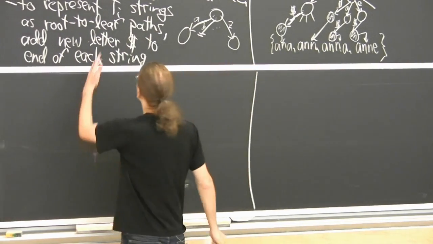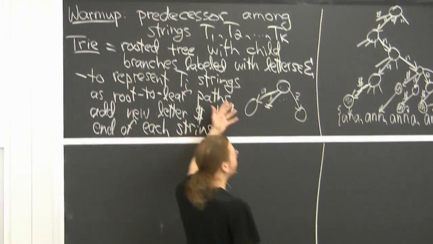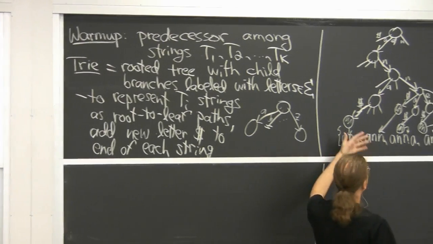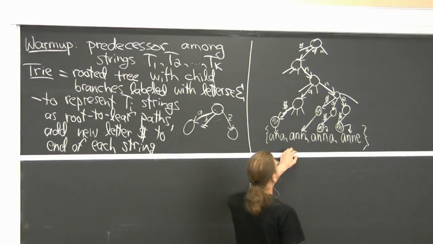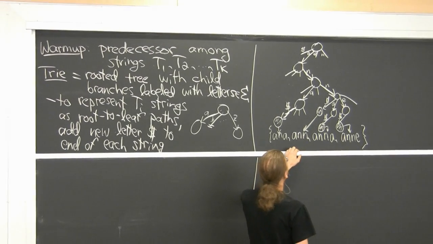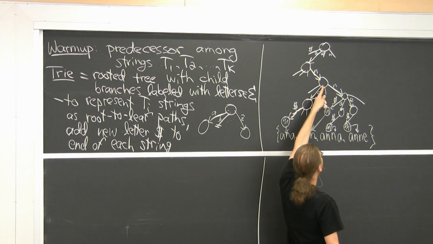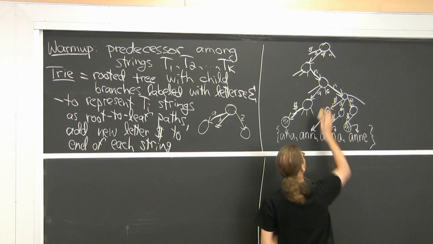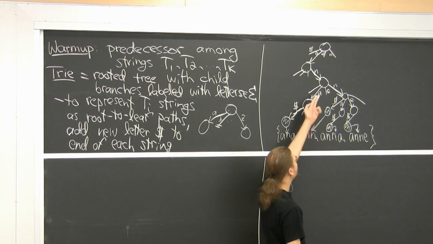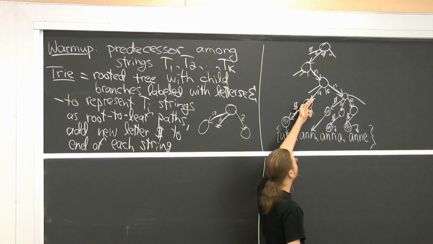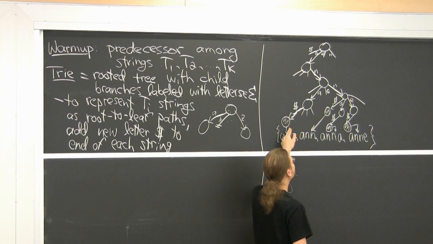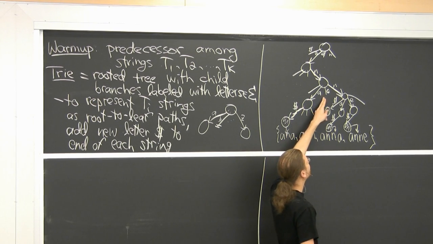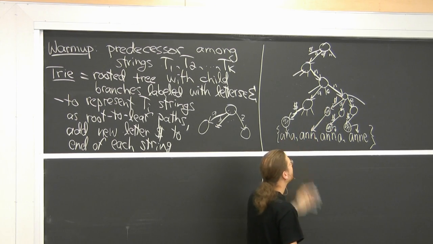So how do you do a predecessor search, right? If I'm searching for something like, I don't know, ANE, because I made a typo. Then I follow A, N, and then I follow this E branch here and discover, whoops, there's nothing here. But right at that node, I see, OK, well, my predecessor is going to be the max in this subtree, which happens to be ANA. My successor is going to be the min in this subtree, which happens to be ANN. And so I find what I want.